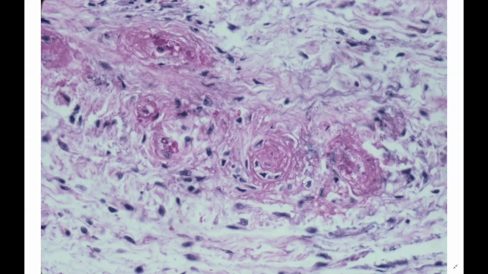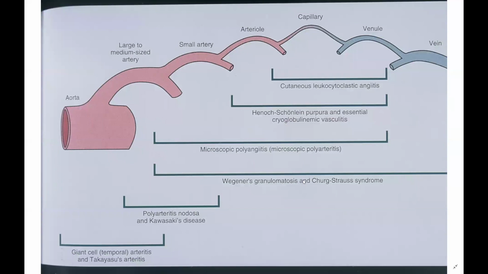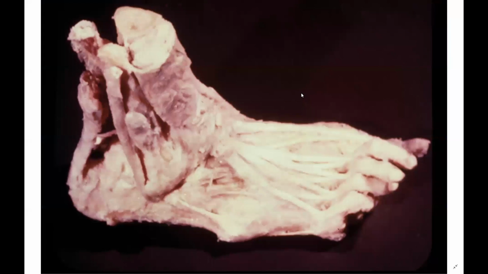And this next picture sort of shows the caliber of artery that you see in the various conditions. I guess this is arterial. Yeah, it's small vessels. It's almost like the cutaneous leukocytoclastic vasculitis. It's very similar. I don't think I could tell them apart.